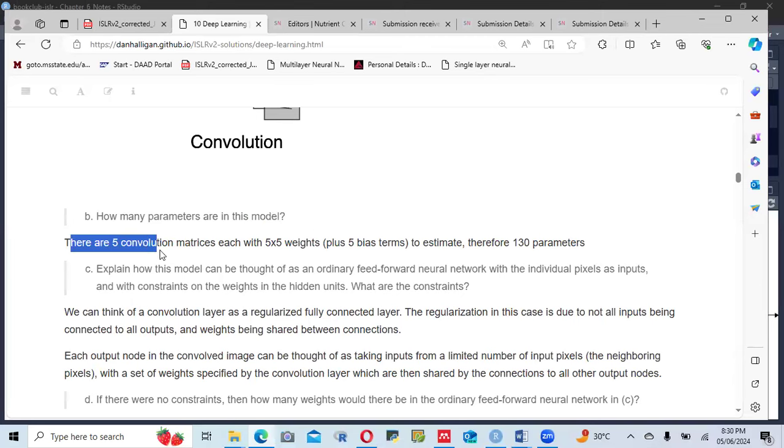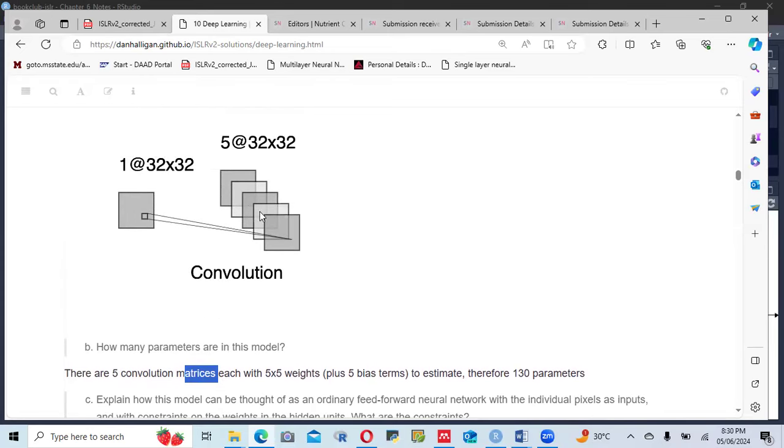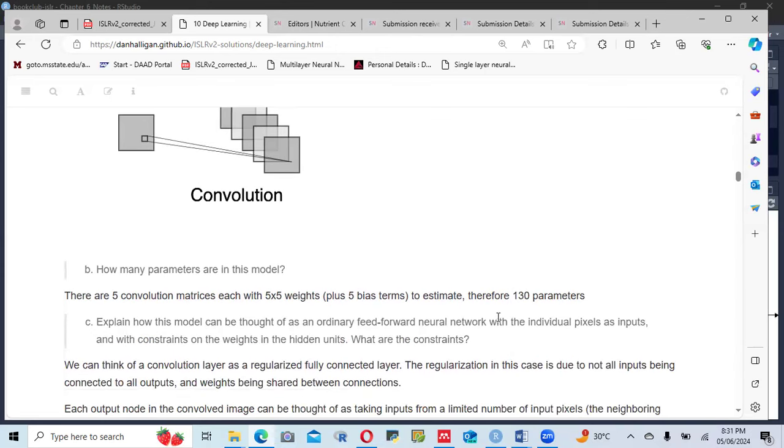So here they were asking how many parameters are in this model. So there are 5 convolution matrices from what we can see in this image. We have 1, 2, 3, 4, 5. We have 5 convolution matrices, each with 5 by 5 weights, plus 5 bias terms to estimate, thereafter 130 parameters. So 5 times 5 gives us 25, 25 times 5 gives us 125, plus 5 bias terms, which results in 130 parameters in total.